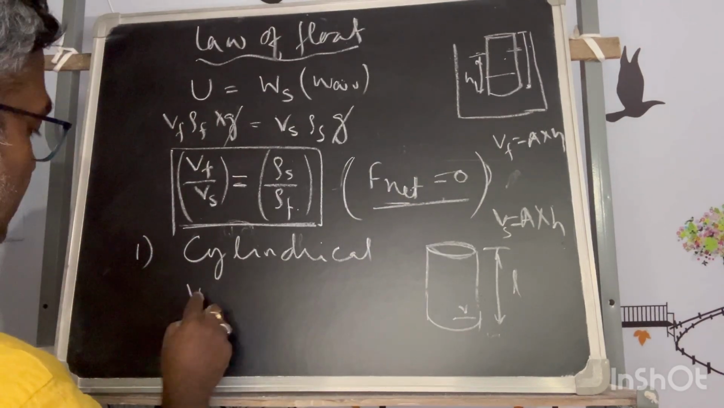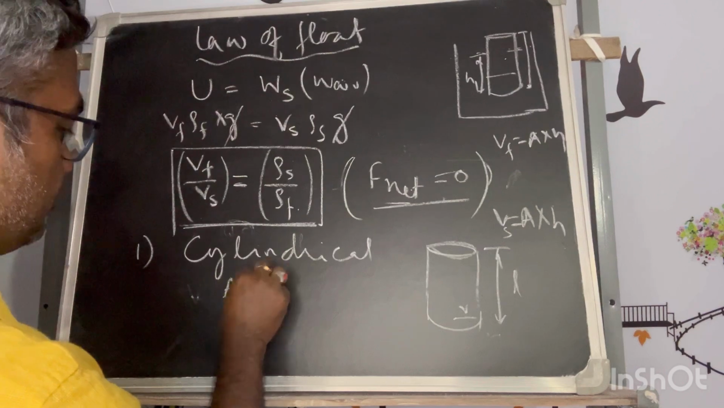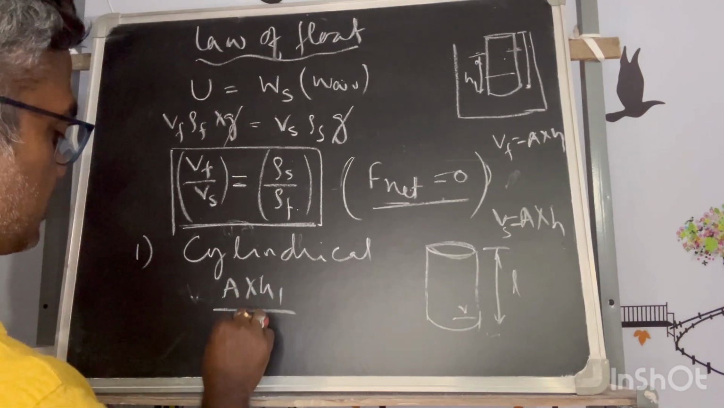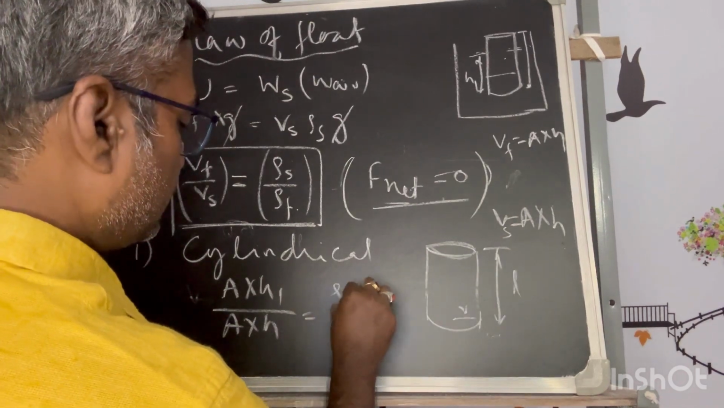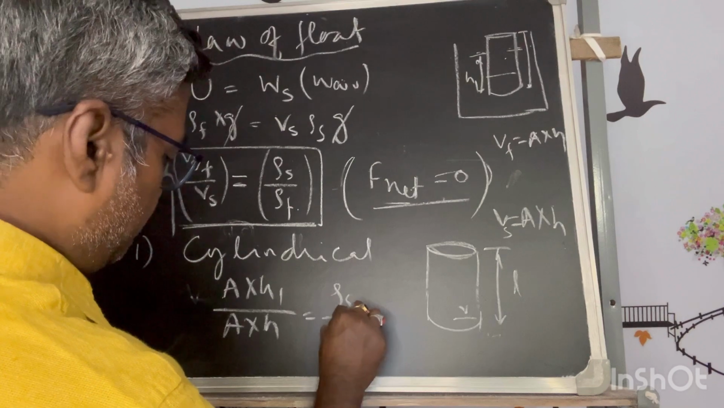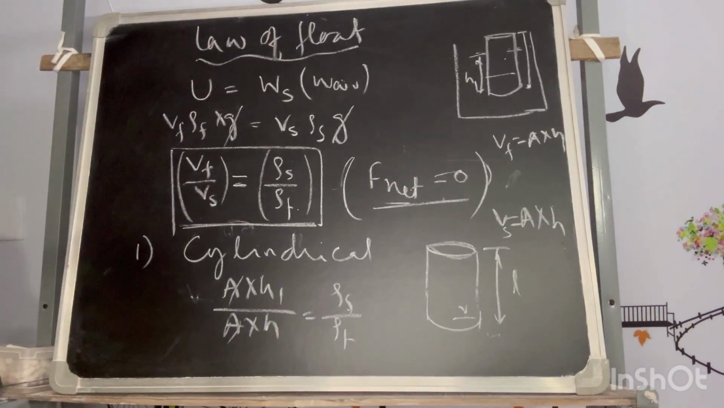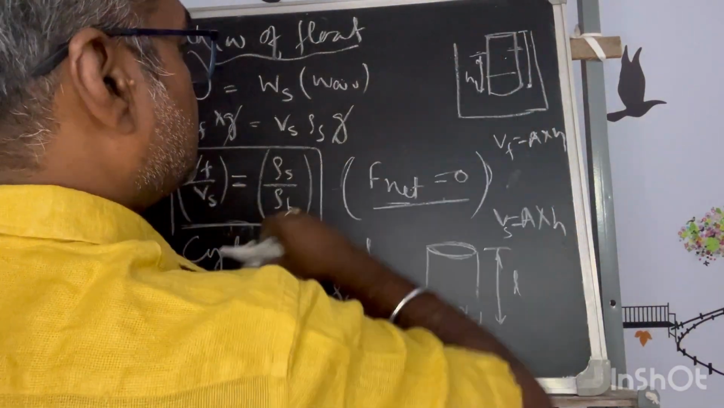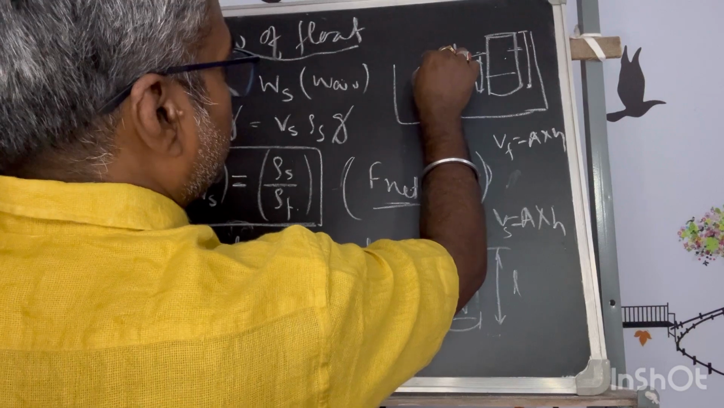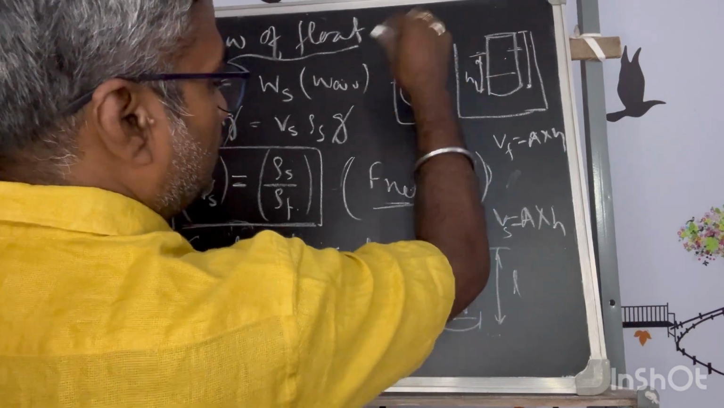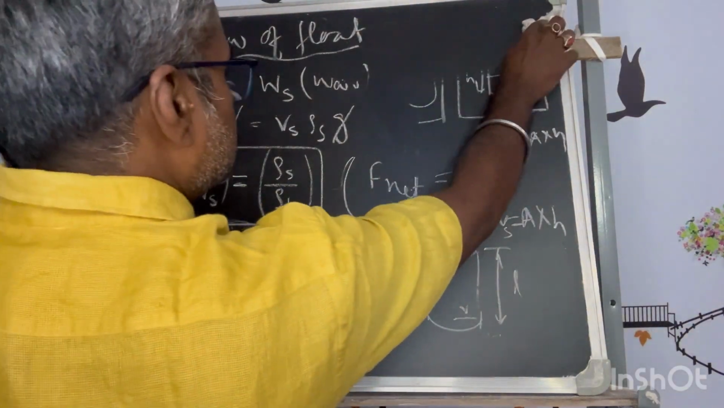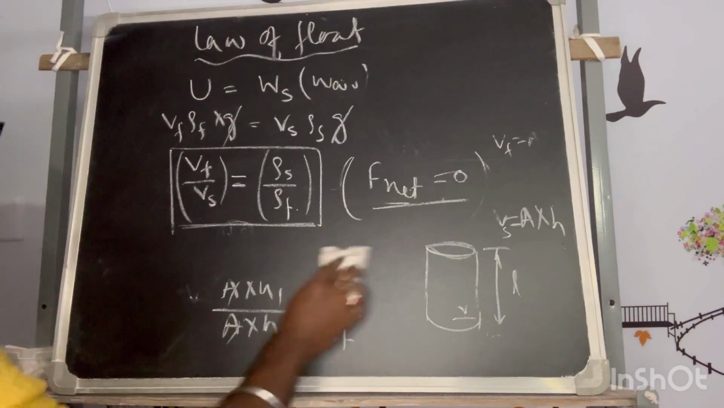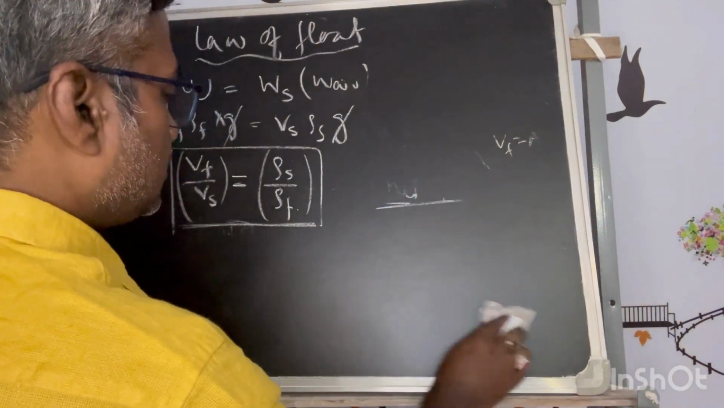In that case, the volume of the fluid is A into the column of fluid displaced, A into the actual height of the body. So it is equal to rho s by rho f, and this can be established like that. This is a unique case, and accordingly you will get the result. But a sphere is a body which has the same dimension in all directions, so you cannot establish it this way; you have to consider the volume for this case. Okay, I am not going into that part, you can do your own, I understand.